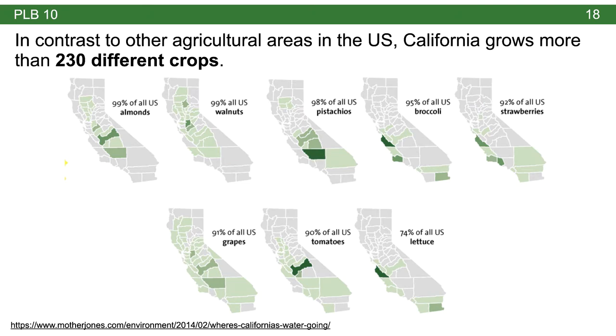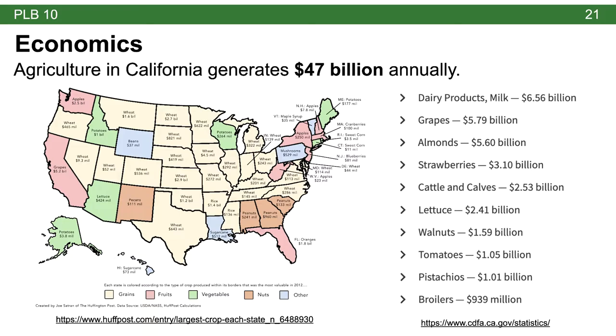Given the diversity of agriculture in California, it should come as no surprise that it's a really important state economically in the United States. And so agriculture in California generates about $47 billion each year. And in California, it's still true that grapes are the most important industry, with $5.2 billion in grapes every single year. But almonds are closely approaching that, and my expectation is that they will take over as the most economically important crop in the coming years.